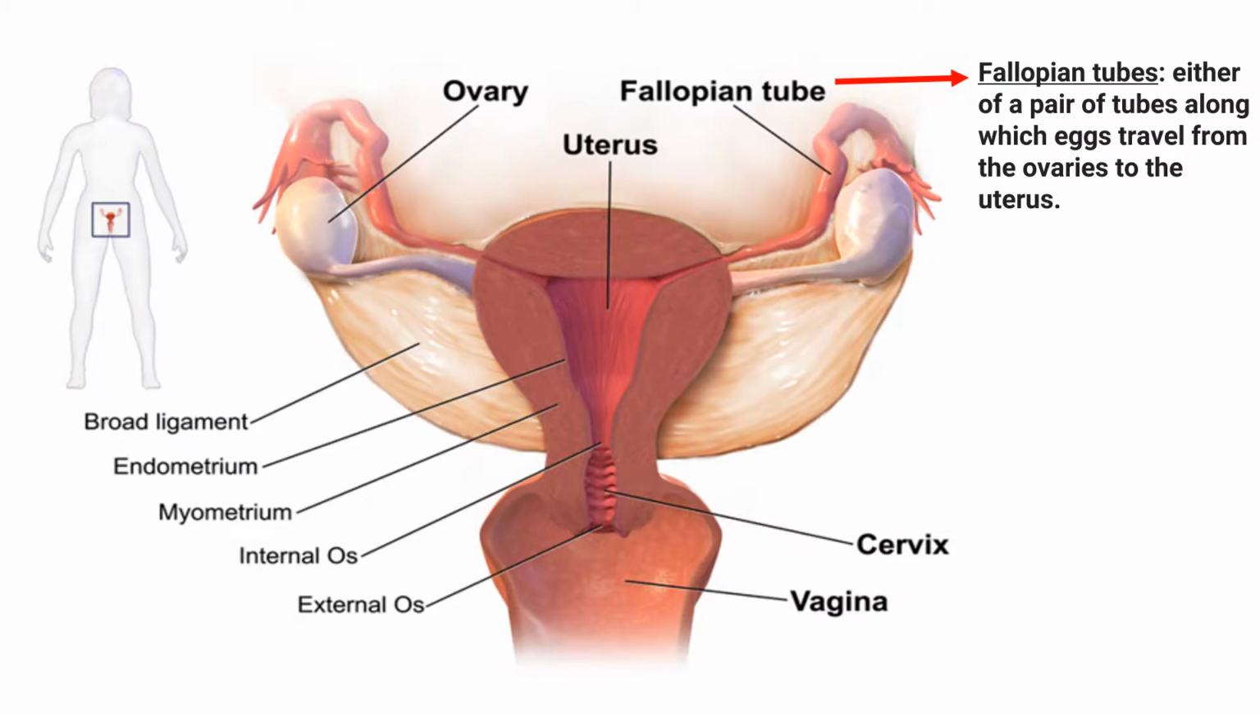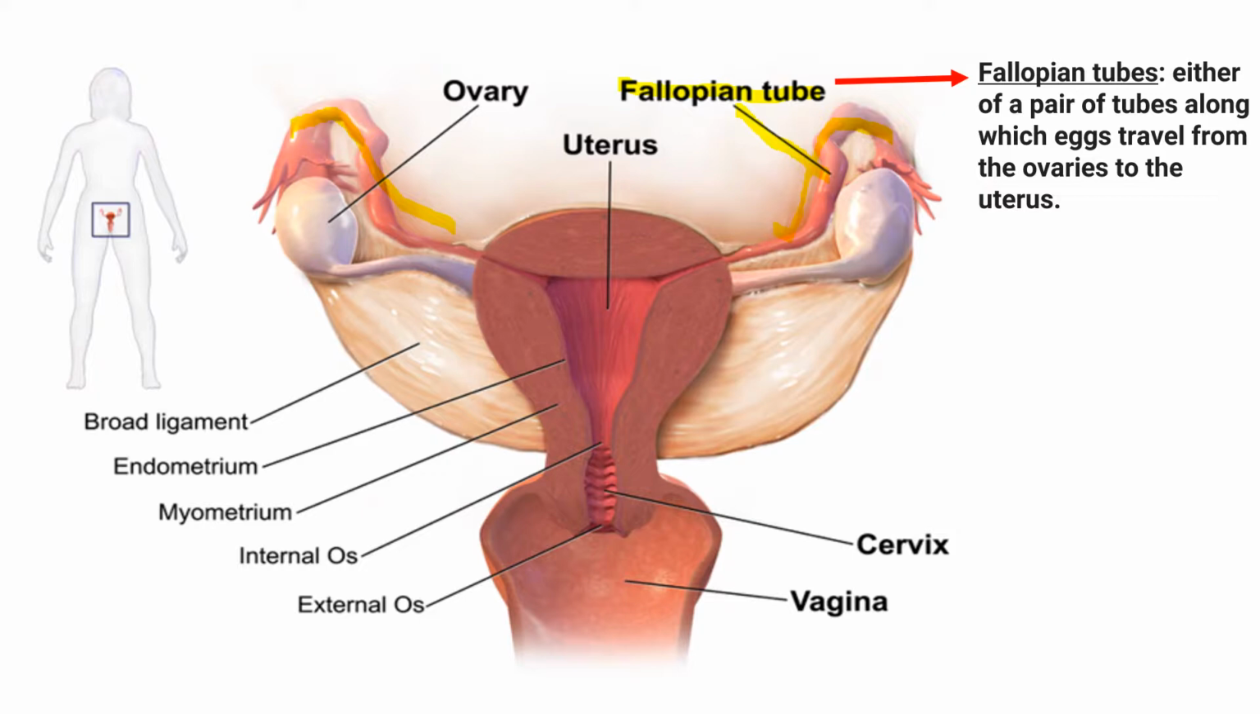All right, so here we are. So we have the fallopian tube. It's just saying fallopian tube because it's pointing at one, but of course there are two. So the plural is the fallopian tubes. Either of the pair of tubes, here's one, here's the other, in which eggs travel from the ovary to the uterus.